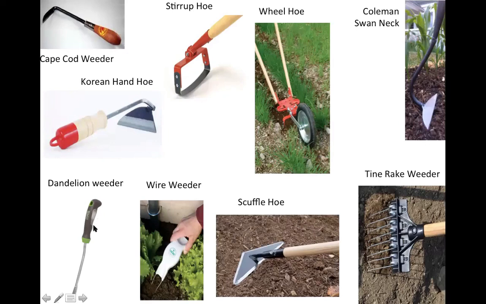So for anything that's got a deep taproot, these work really well. You can actually get in there and pop up that taproot. Because if you leave a portion of that taproot in for things like dandelions and crabgrass, it will regrow. So it's important to get the whole root. This tool works really well.